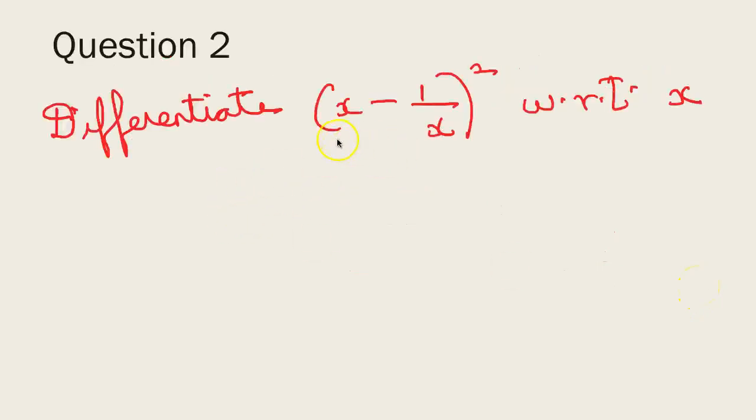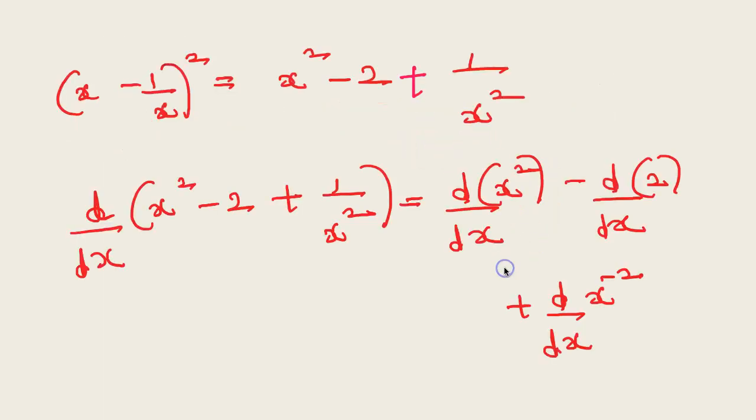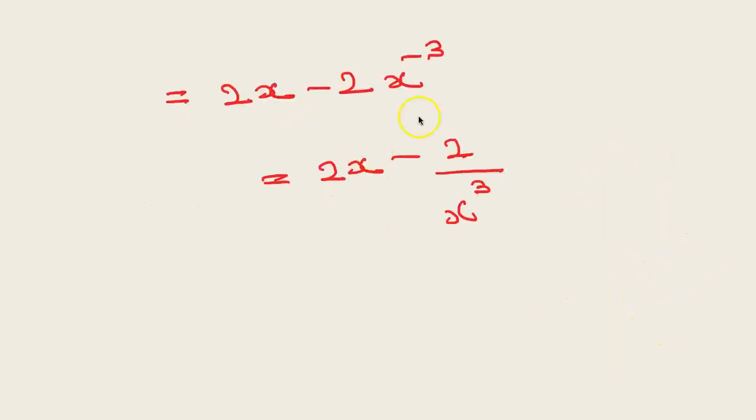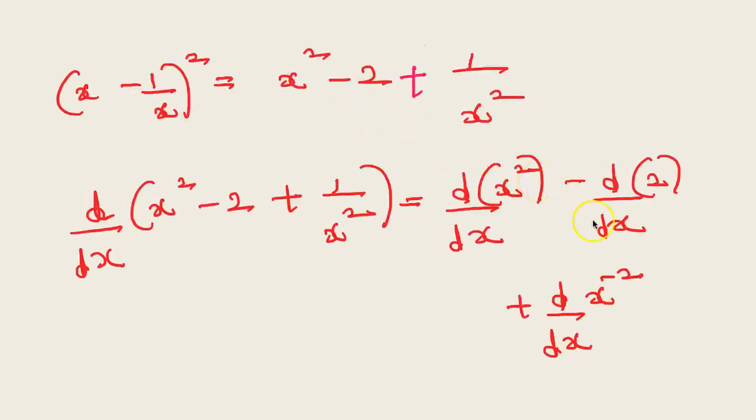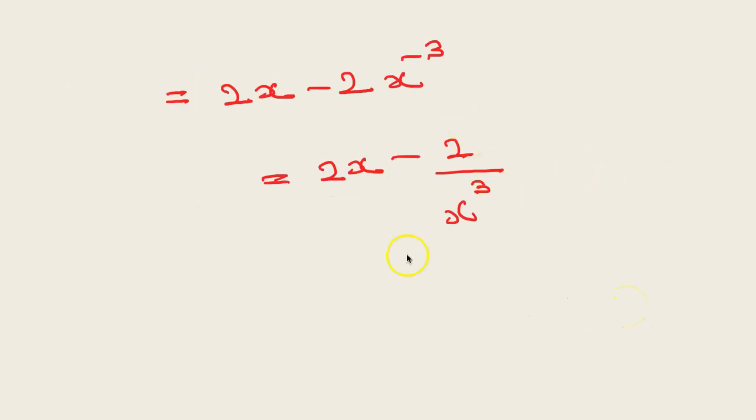Coming to the second problem, differentiate x minus 1 by x the whole squared with respect to x. So you can write x minus 1 by x the whole squared as x squared minus 2 plus 1 by x squared. So we find the derivative of that: derivative of x squared minus derivative of 2 plus derivative of 1 by x squared, which is x raised to minus 2. Derivative of 2 is 0. So this is 2x. Derivative of x raised to minus 2, applying the formula, is minus 2x raised to minus 3. So your final answer is 2x minus 2 by x cubed.